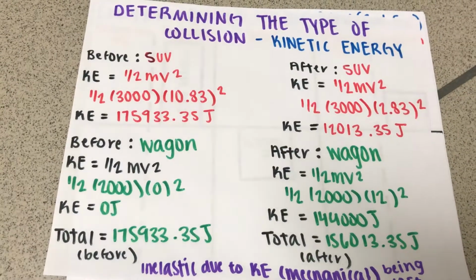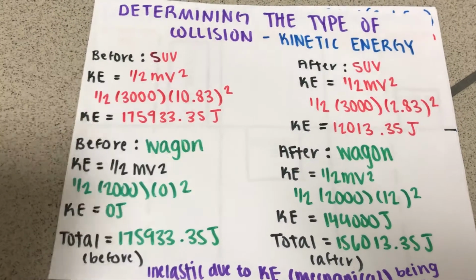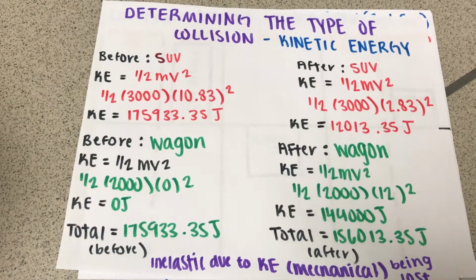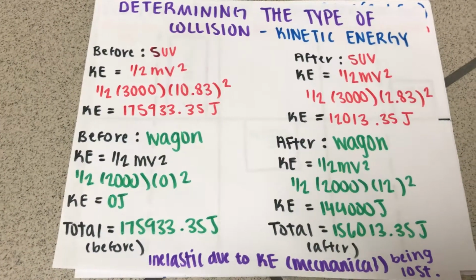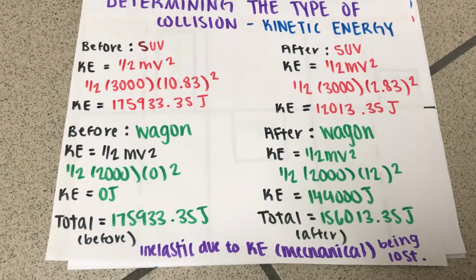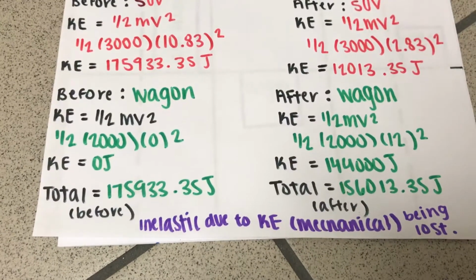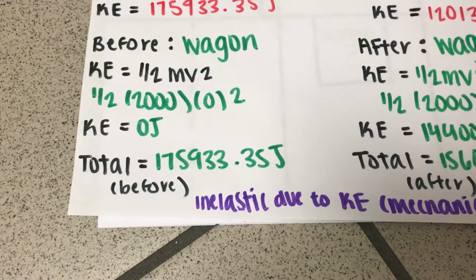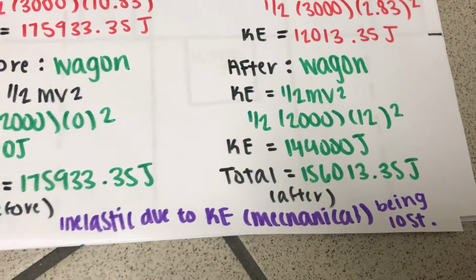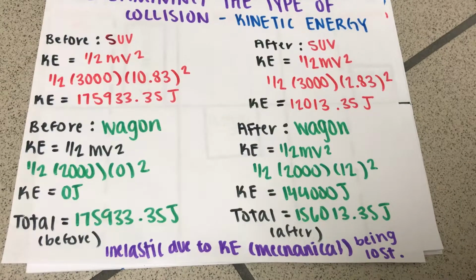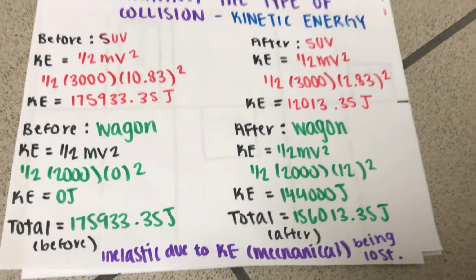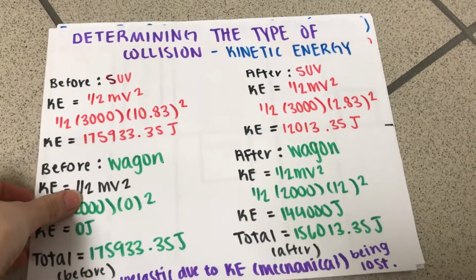To determine which type of collision it was, whether it was elastic or inelastic, I found the kinetic energy for both the SUV and wagon before and after, and I then added them up to a total, which is in the greens right here. You can see the total before is larger than the total after, and so it was inelastic because there was a decrease in kinetic energy, or mechanical energy being lost after the collision.